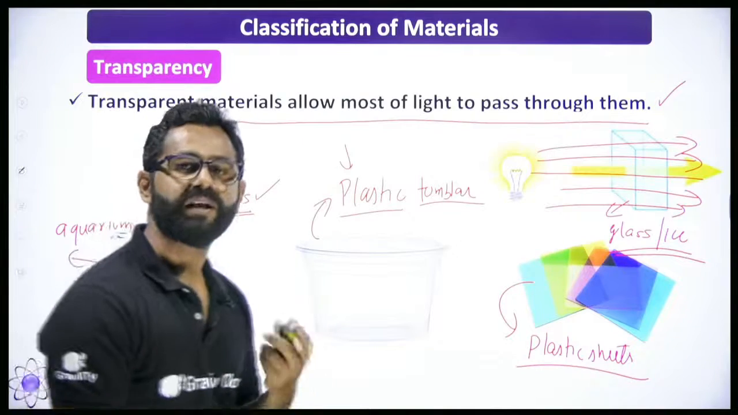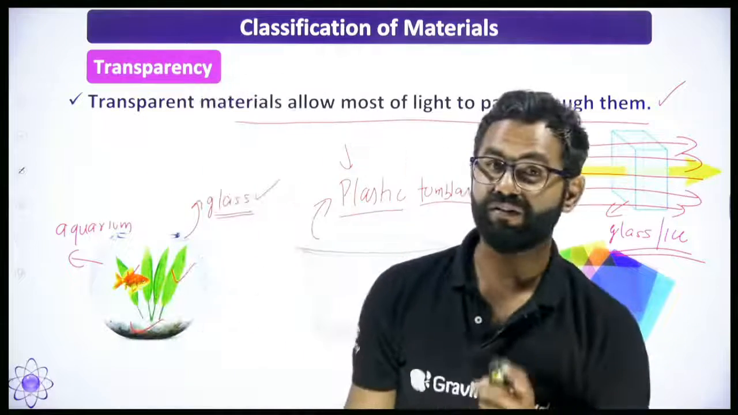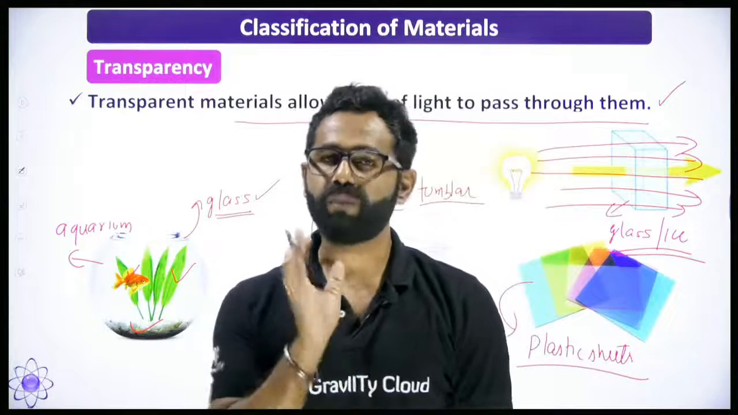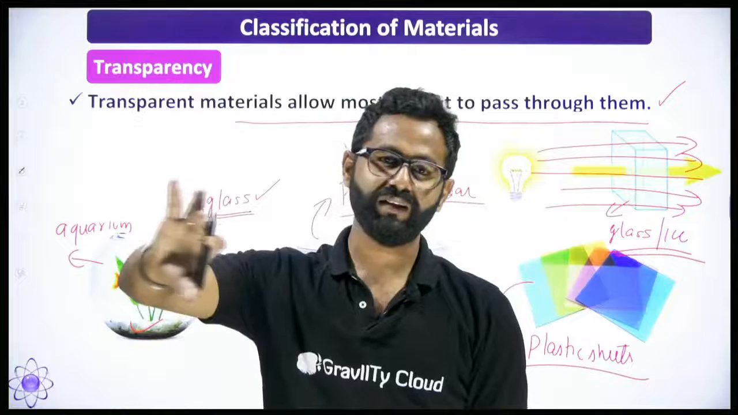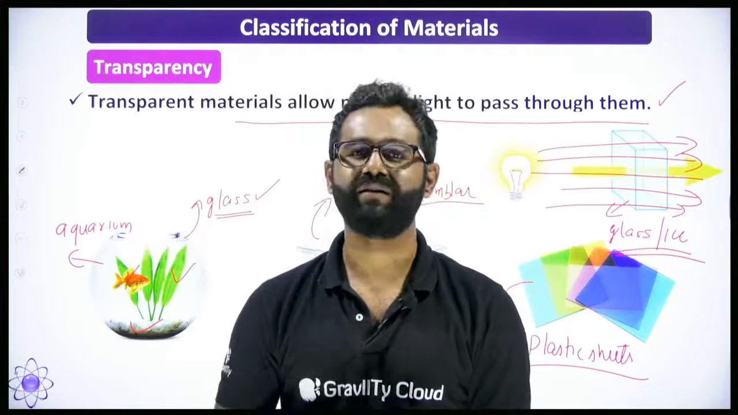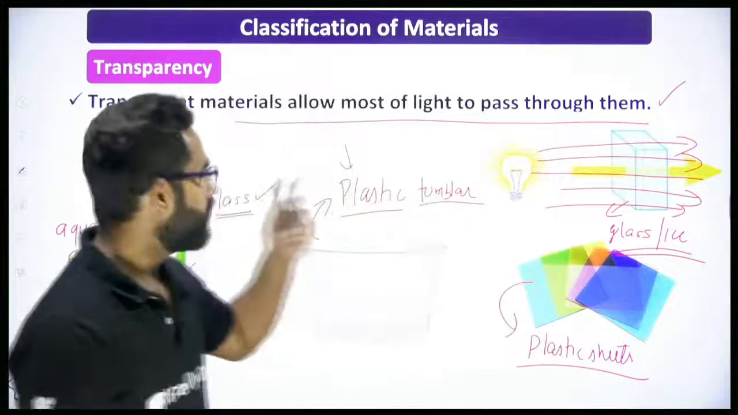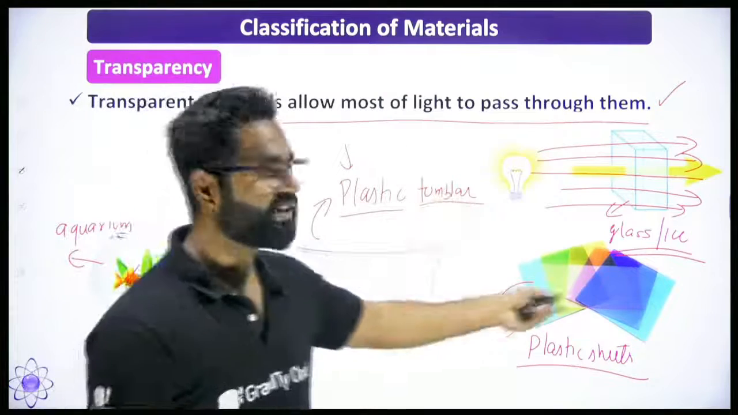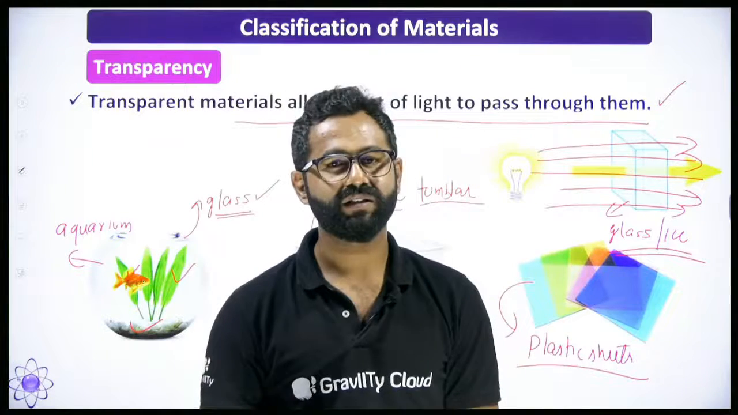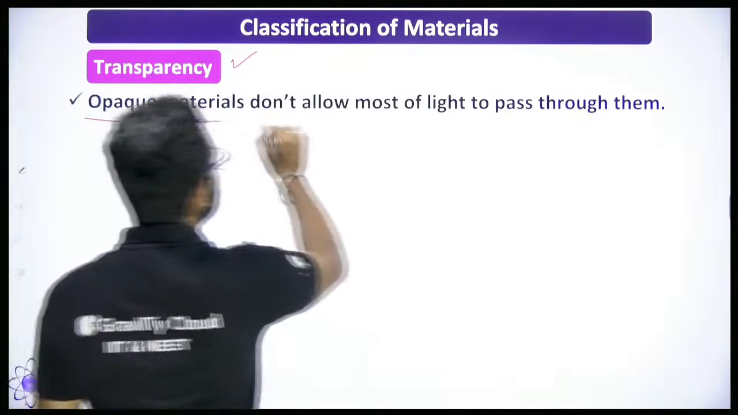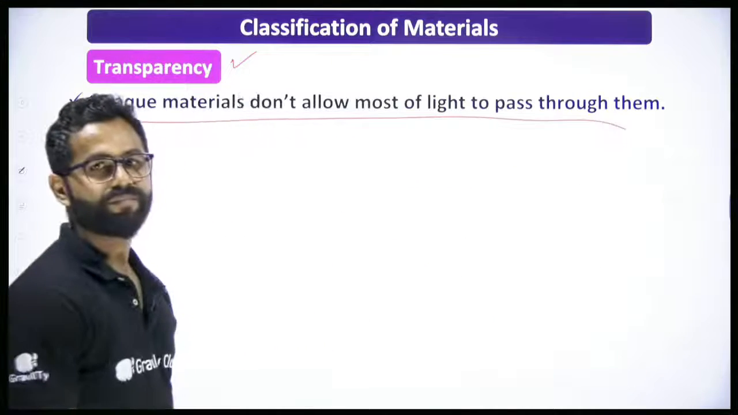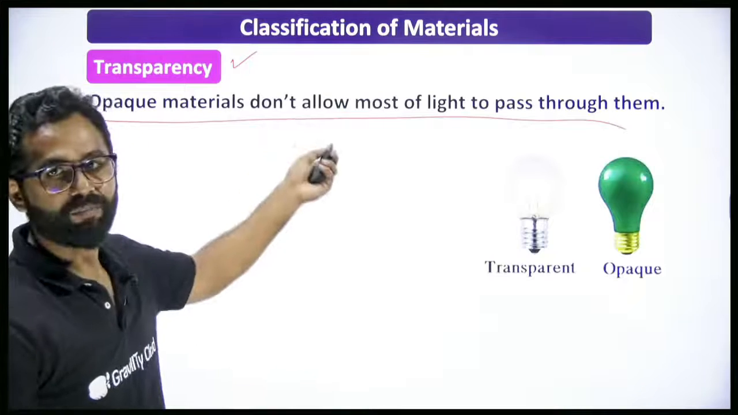So simply, the materials are classified according to their transparency. First is the transparent objects. The objects that allow the light to pass through them, or we can say through which we can see, are the transparent objects. Examples are glasses, some plastics, or we can say plastic sheets. Simple, right? The next category of objects is the opaque objects. Opaque objects are those materials that do not allow the light to pass through them. Simple. They don't allow the light to pass through them.